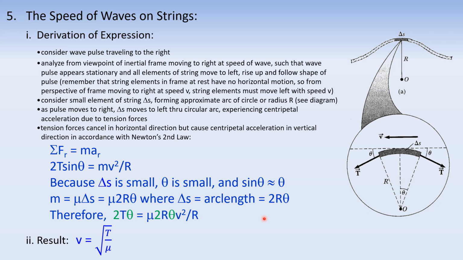And when we solve this for v, we come up with the end result that v, the wave speed, the speed at which the wave propagates on that string, the speed at which it moves horizontally, is equal to the square root of the tension in the string divided by the string density, the mass per unit length.